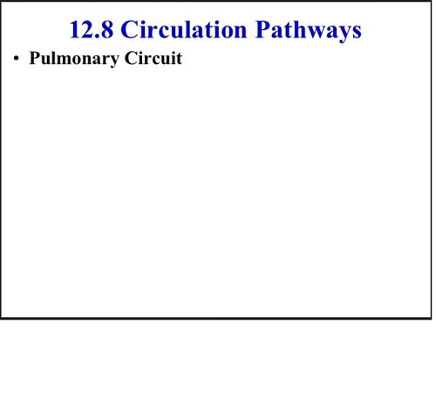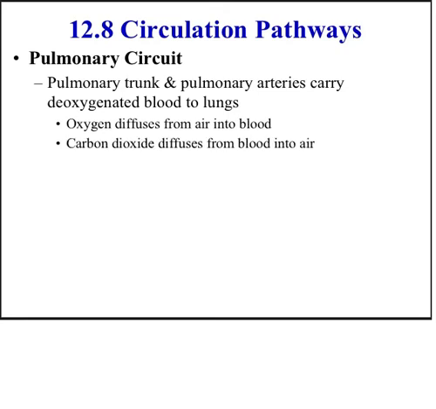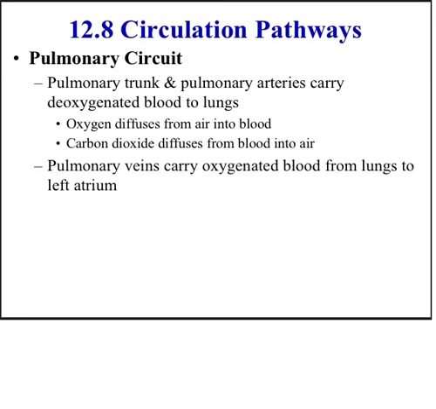Okay, so let's talk a little bit about some of these circulatory pathways in the body. The pulmonary circuit is made up of the pulmonary trunk and arteries which carry deoxygenated blood to the lungs. The oxygen diffuses from the air into the blood. The CO2 goes in the opposite direction, and then the pulmonary veins carry the oxygenated blood from the lungs to the left atrium. And remember that the veins are going to carry blood that's going to be bright red, right, because of its high oxygen content.